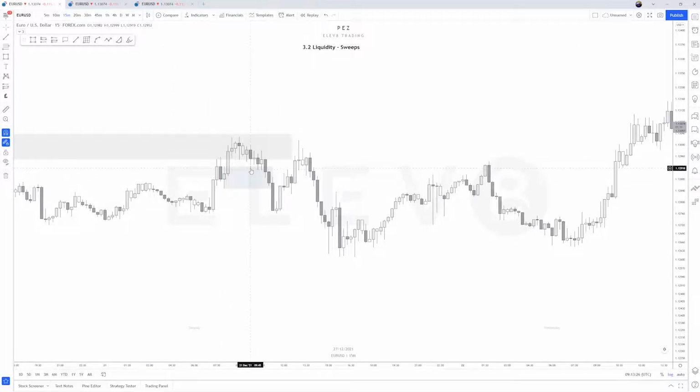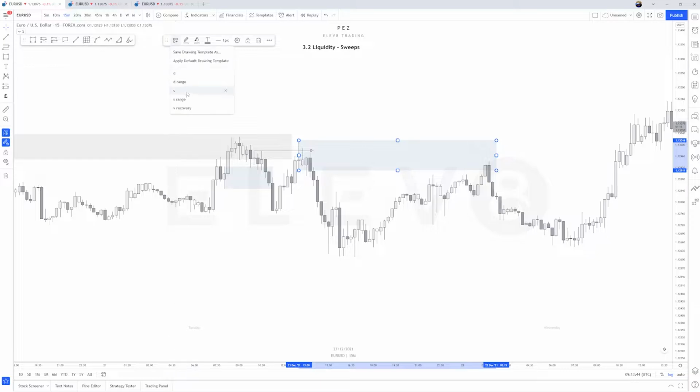Okay, after mitigating this supply, price comes down into this demand here. So the first tap in is here, which then creates this high here, and we've got equal highs. So we then come back, sweeping this high into the extreme. So we've now got this sweep, which we can then trade off of.